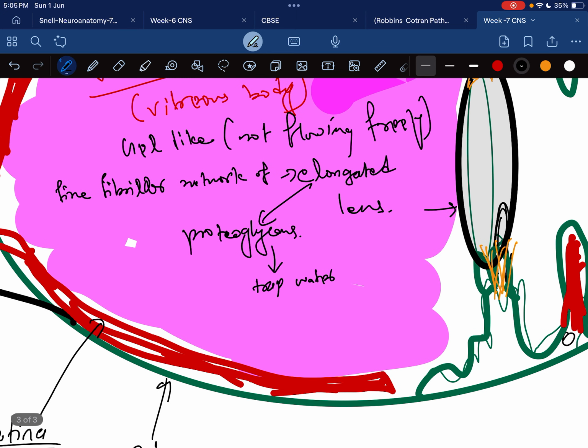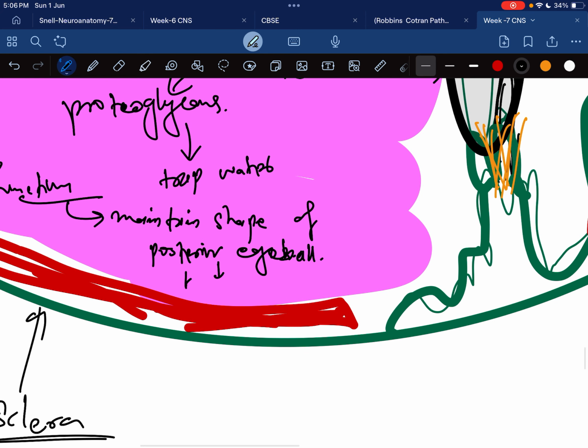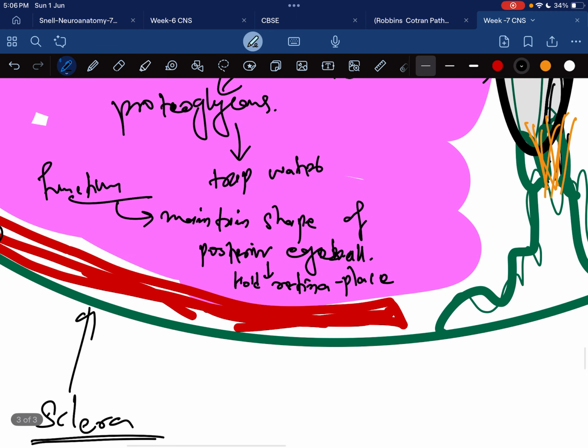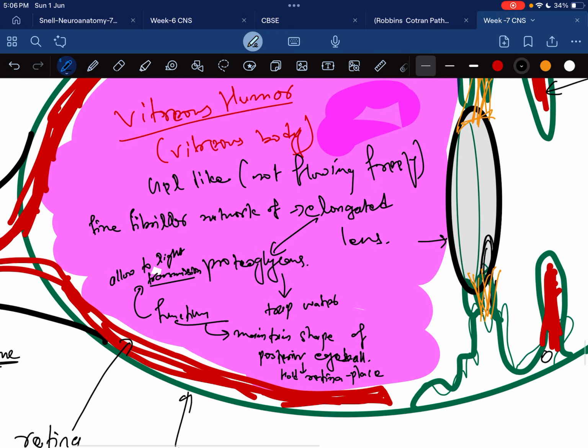When we look at the function of this, it helps to maintain the shape of the posterior eyeball, and holds the retina in place, and also allows light transmission. So this is regarding the vitreous humor.